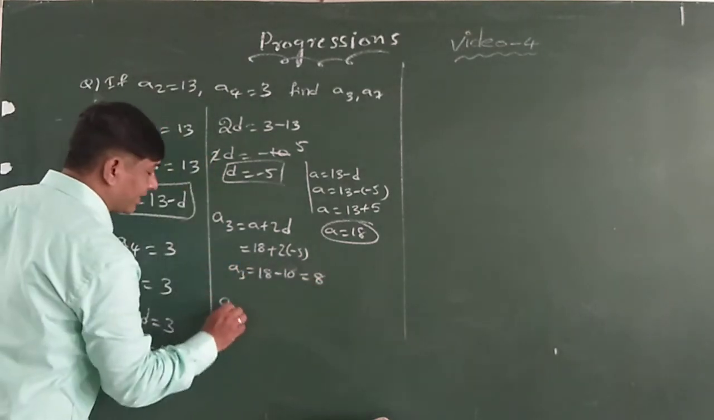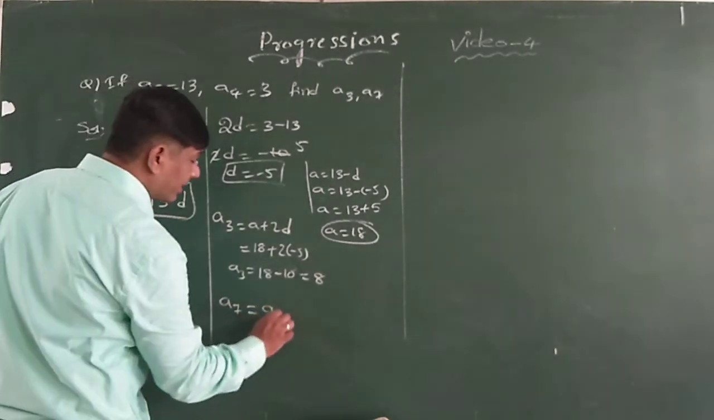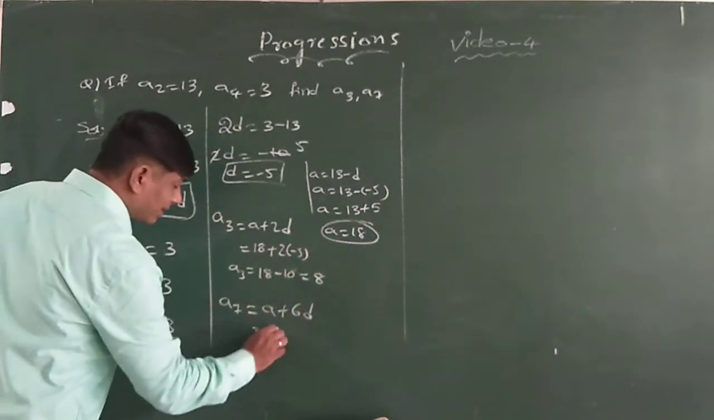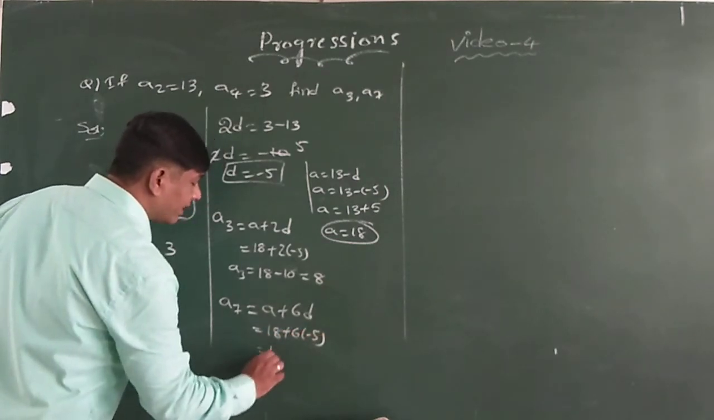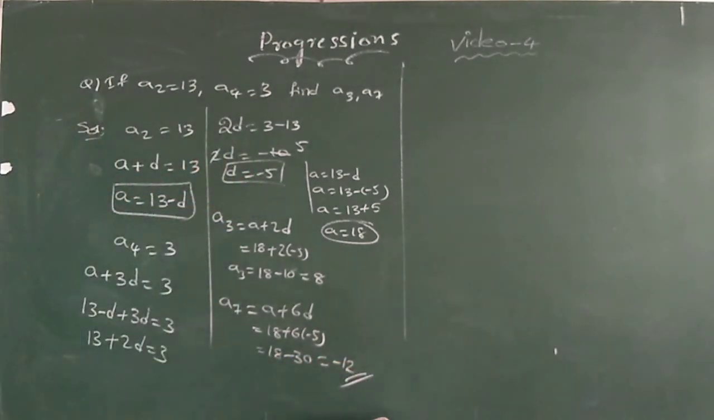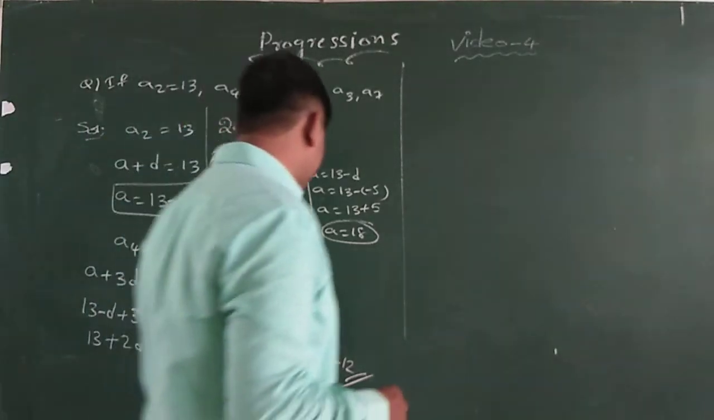Another one is A7. A7 is equal to A plus 6D. A is 18, plus 6 into minus 5. That is equal to 18 minus 30, which is equal to minus 12. Okay, A2 is equal to 13 and A4 is equal to 3 they given, and they asked A3 and A7.